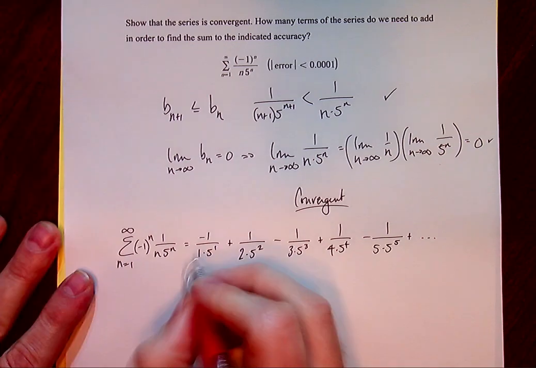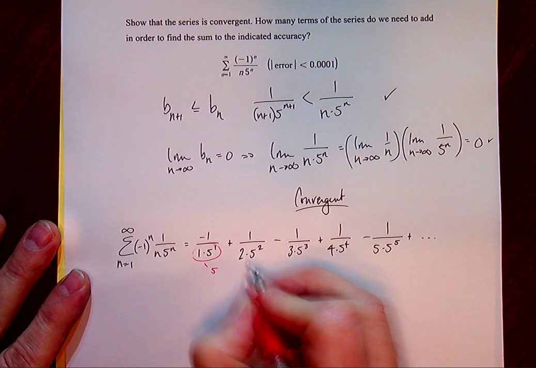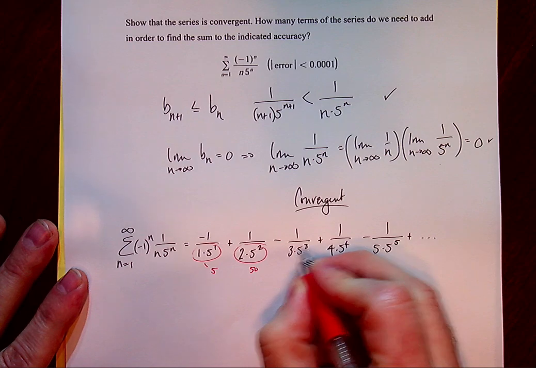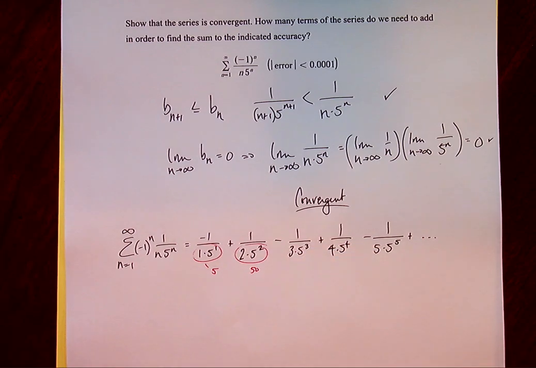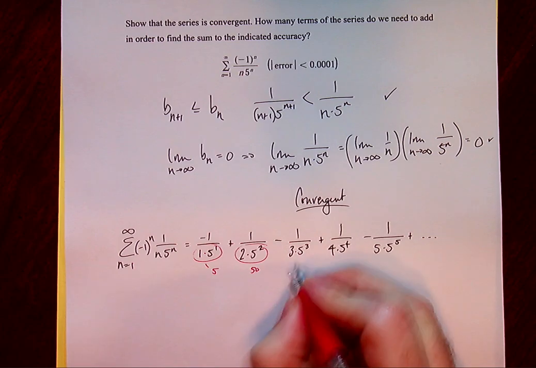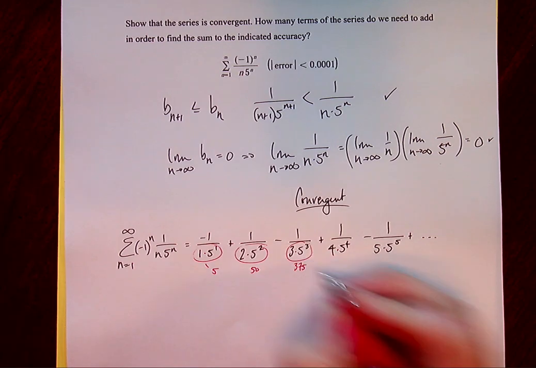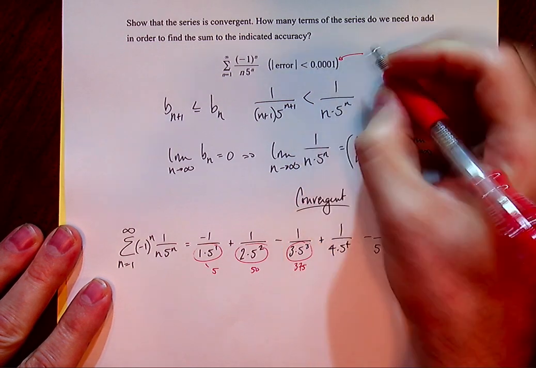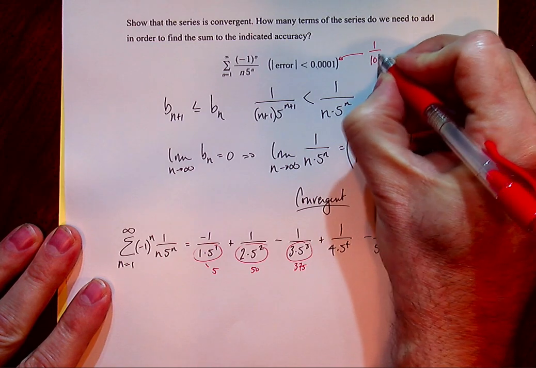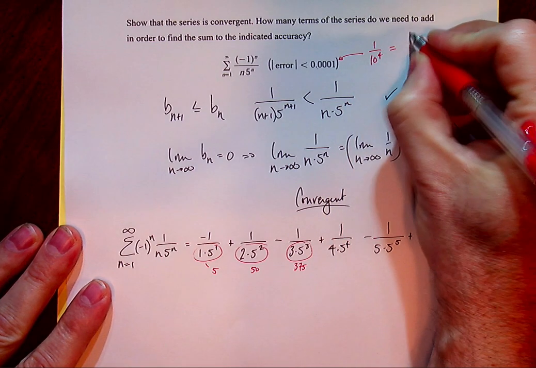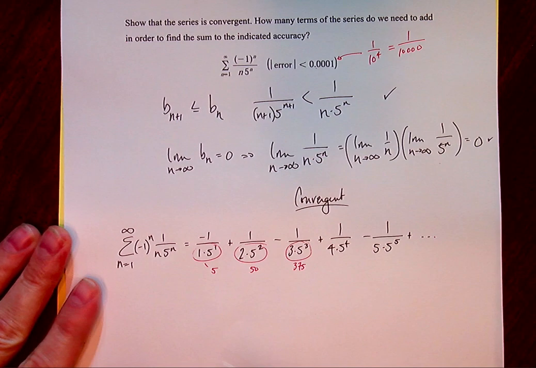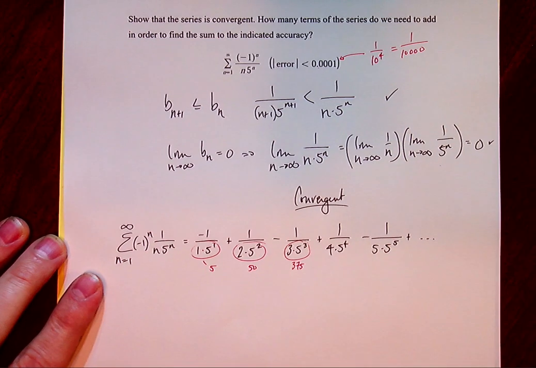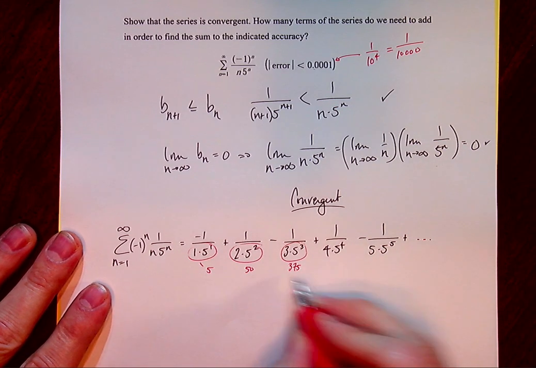This denominator right here is 5. This denominator right here is going to be 50. This denominator right here, now 5 cubed is 125, and 125 times 3 is 375. I'm getting closer, right? Because if the error is 0.00001, that of course is another way of writing 1 over 10 to the fourth, or 1 over 10,000. I'm looking for the first term that has a denominator larger than 10,000.